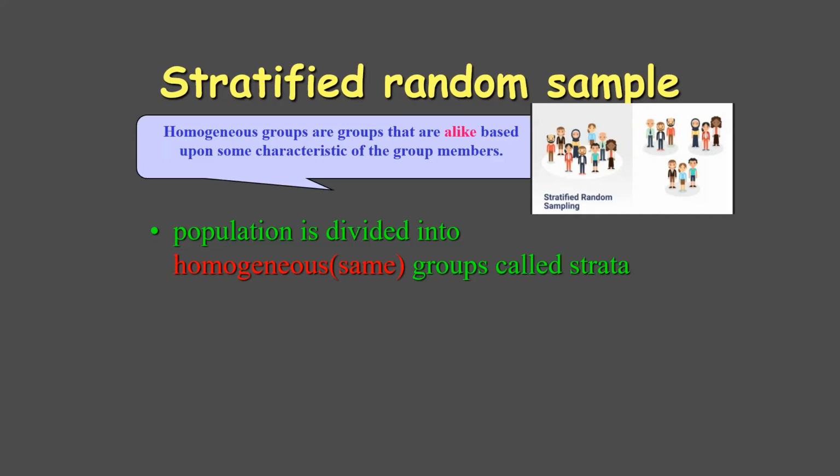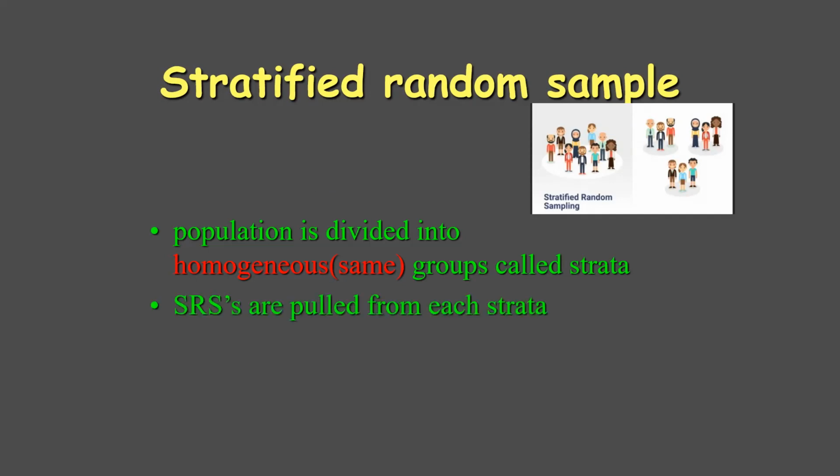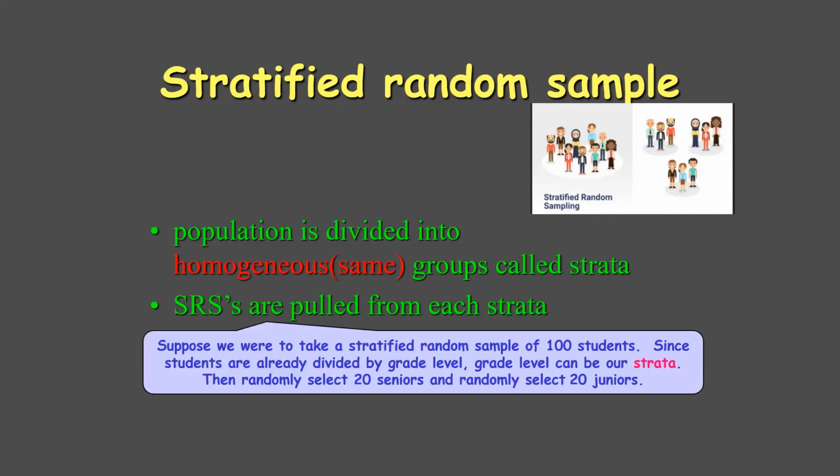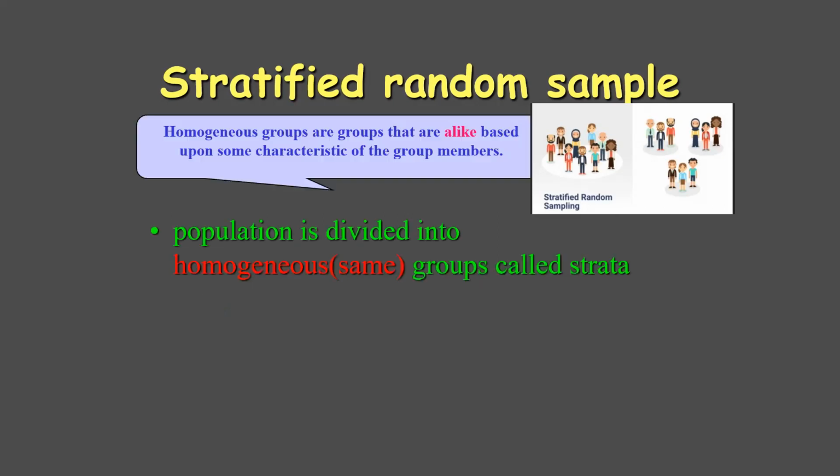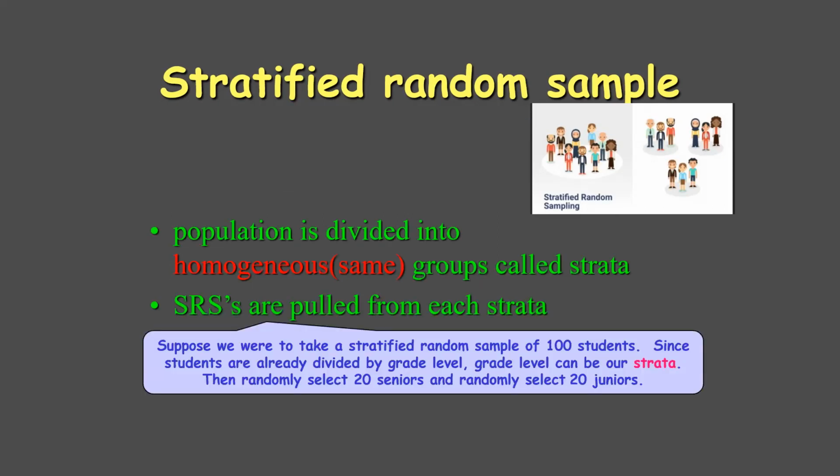It could be gender, it could be socioeconomic level, it could be religion. So stratified is when you divide into a homogeneous, the same group. So homogeneous again means that they are alike based on some characteristic. So after you separate based on that common characteristic, then you're gonna do a simple random sample from each strata. So if I'm grouping by male, female, I will then separate my male group from my female group. I will then label each one, maybe draw out of a hat in order to choose my sample.